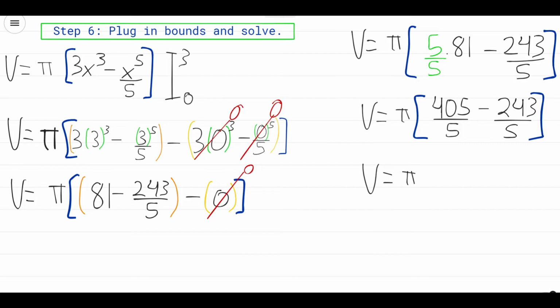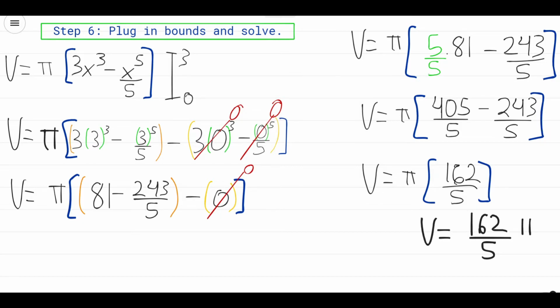And when we simplify this, we get 162 over 5. So all I did was subtract 405 minus 243. So our volume is 162 over 5 pi. So that's the answer to this problem.